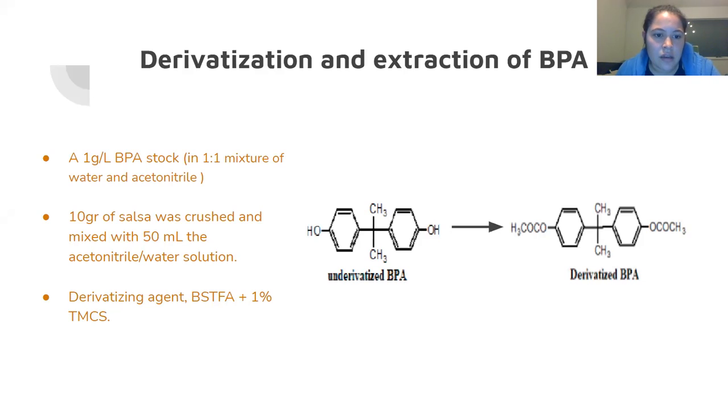And then we extracted the BPA from the salsa, and we used a derivatizing agent to substitute these OH groups in the BPA for these ester groups. And this will allow the BPA to flow through the column instead of sticking to it like it would with these OH groups.